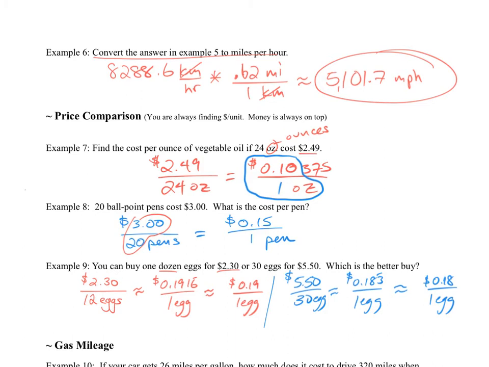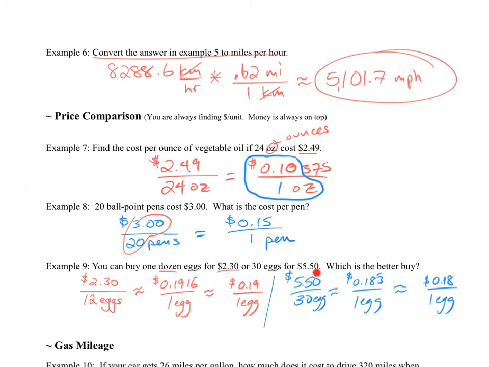Which is the better buy is completely subjective. If you're going just by price per egg, you want to buy the larger pack because you'll pay less per egg, almost a cent less per egg. But let's say you don't eat a lot of eggs and you want to make sure you eat all of them before they go bad. I think the 1 dozen for $2.30 would make more sense.